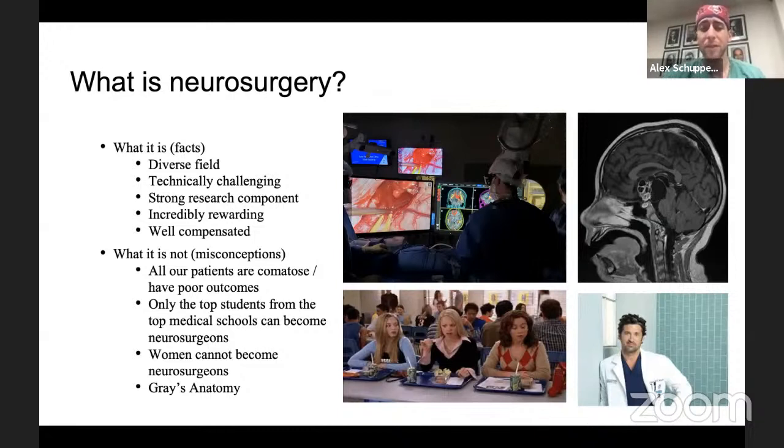Now, there are some misconceptions of neurosurgery that I want to discuss very briefly with you guys. There's a misconception that all patients in neurosurgery have poor outcomes, or they have poor neurological status, or that they're comatose. This isn't true. While there is the occasional patient that has a bad outcome, say they have a high-grade ruptured aneurysm or a really bad brain tumor that they're not responding well to treatment, these are definitely not the majority of our patients, and most of our patients actually do really well. It's also a myth that you have to be a top student at the top medical school to become a neurosurgeon. Just because you didn't go to Harvard Medical School, it doesn't mean that you can't get into neurosurgery.